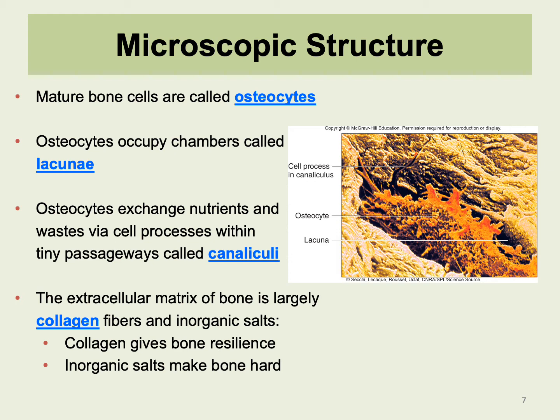Compact bone is a connective tissue. As in all connective tissue, we have cells and we have the extracellular matrix. Most of the extracellular matrix of the bone is made of collagen fibers and inorganic salts. Collagen gives the bone resilience and inorganic salts make the bone hard. So we have mostly collagen fibers and inorganic salt.